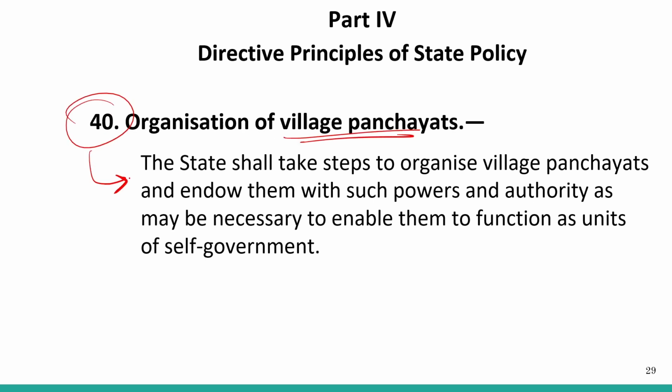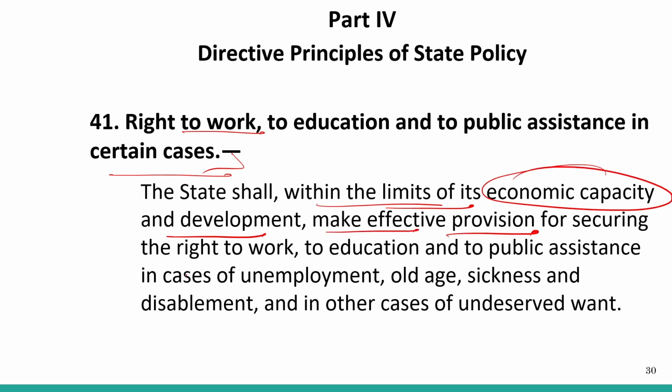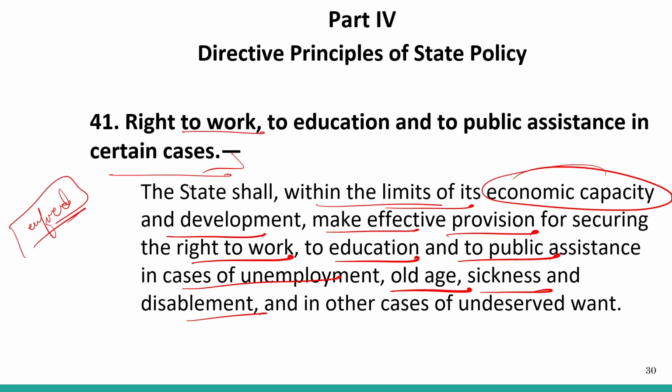Then we have the right to work, to education, and to public assistance in certain cases. Here we need to remember that, within the limits of the economic capacity and development, the state shall make effective provisions for securing the right to work, to education, and to public assistance in cases of unemployment, old age, sickness, and disablement. Since directive principles of state policy cannot be enforced, it is because of the limitations of the economic capacity. If the economic capacity is stronger, then the state shall.